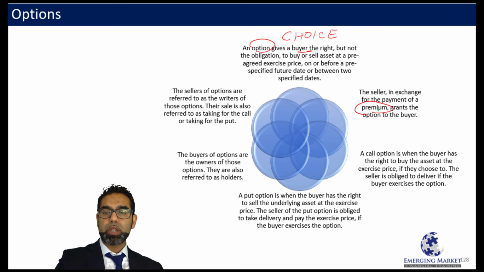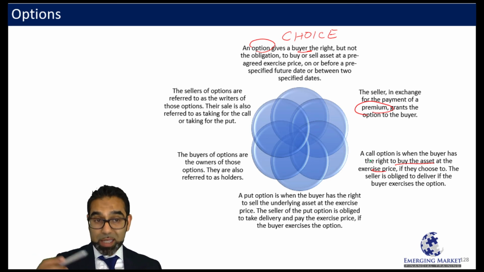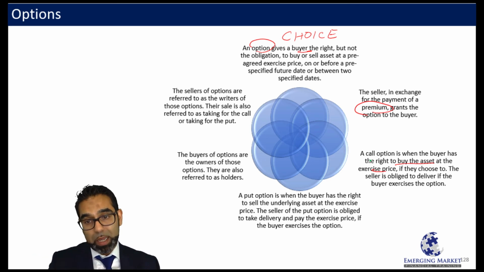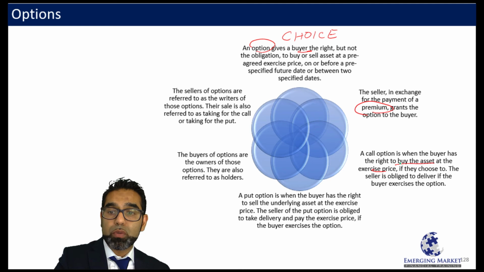A call option is when the buyer has the right to buy the asset at an exercise price if they choose to. It's a choice. The seller has to go through with it. They're obligated if the buyer exercises. So a call option is when the buyer has the right to buy the asset. A put option is when the buyer has the right to sell.